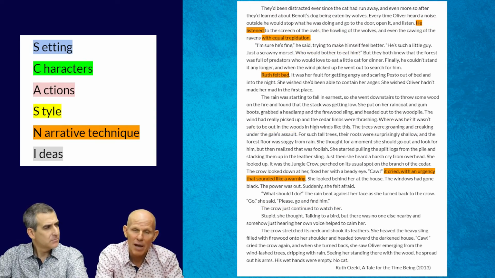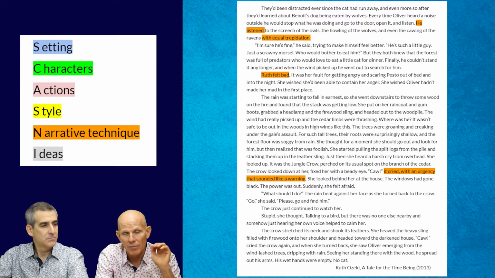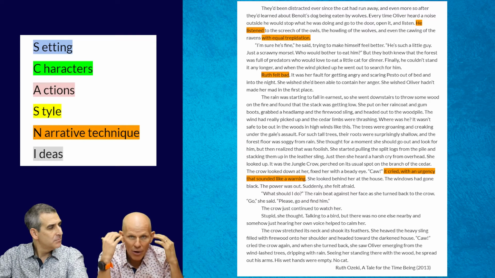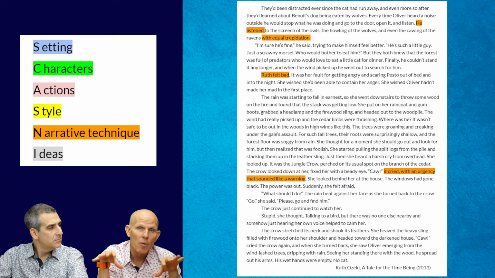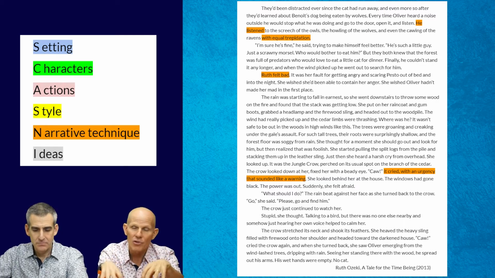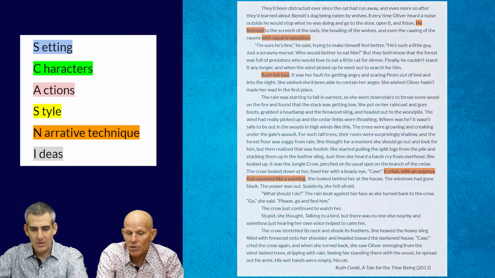Very important for this passage. It's an omniscient narrator. We're understanding both the perspective of Oliver but also of Ruth. We have their internal thoughts. We're understanding how both of them think. So it's that third person omniscient narration that we can mention and talk about.